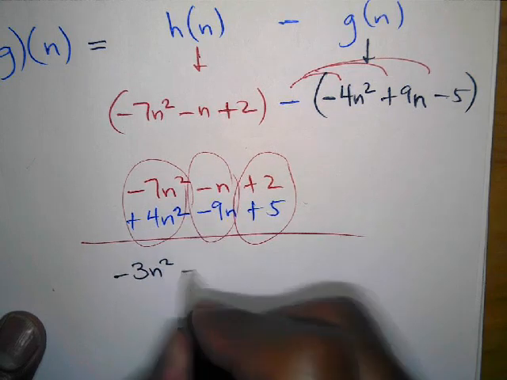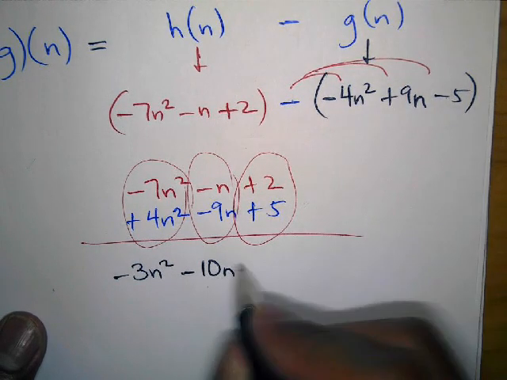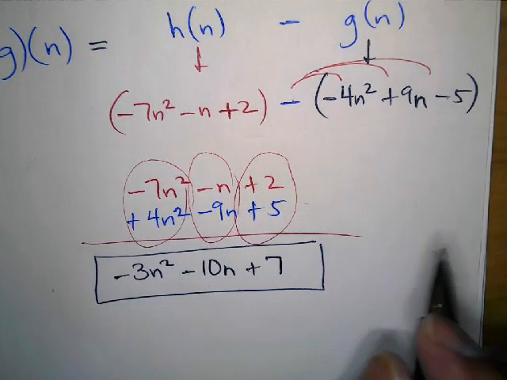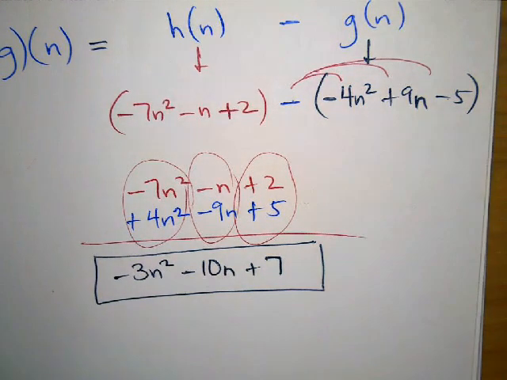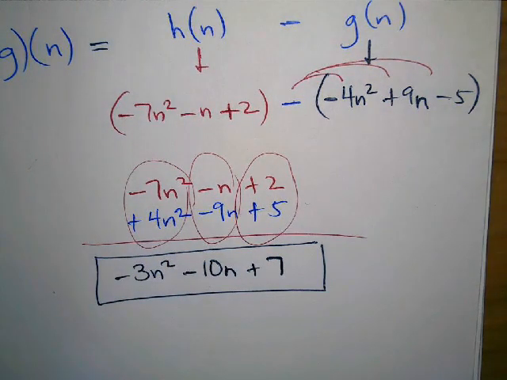Okay, so what is the final answer here? Negative 7 plus 4 is negative 3n squared. That's going to be negative 1 and negative 9, negative 10n. 2 plus 5, plus 7.